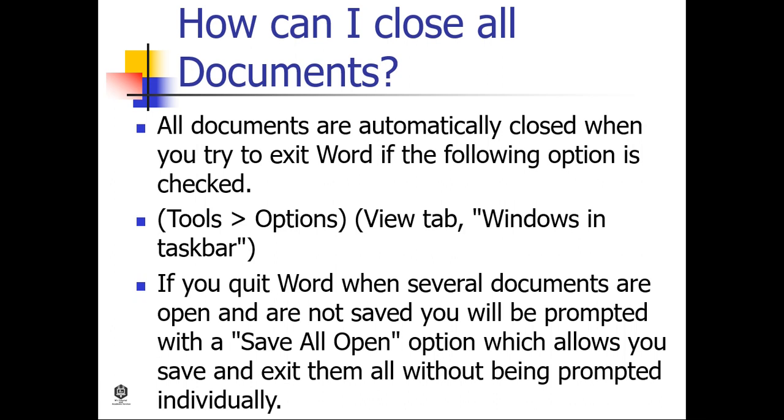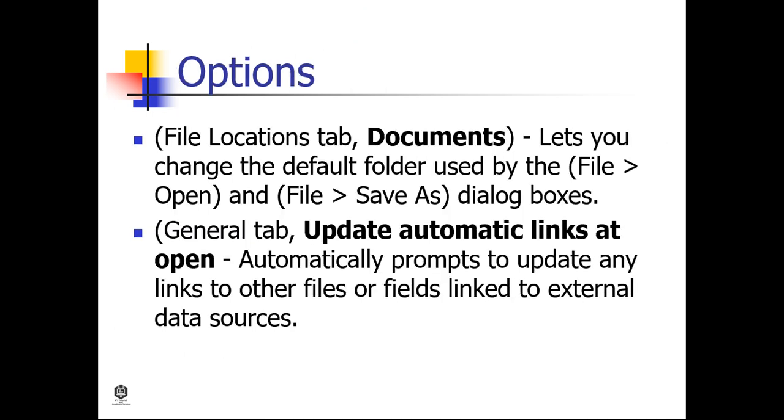How can I close all documents? All documents are automatically closed when you try to exit Word if the following option is checked: Tools, then Options, or View tab, then Windows in taskbar. If you quit Word when several documents are open and are not saved, you will be prompted with a Save All Open option, which allows you to save and exit them all without being prompted individually.